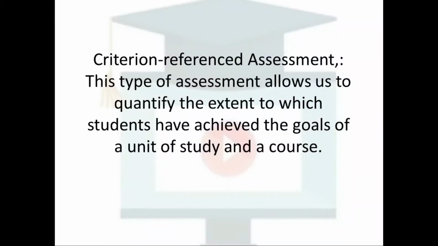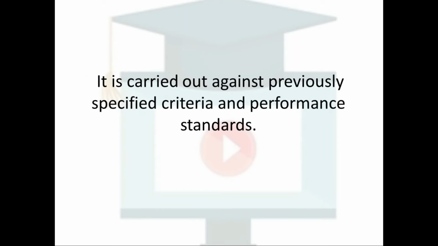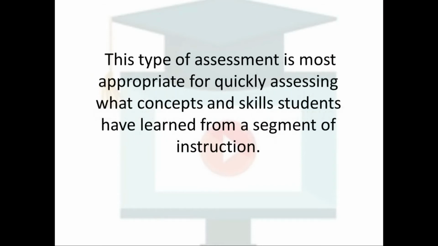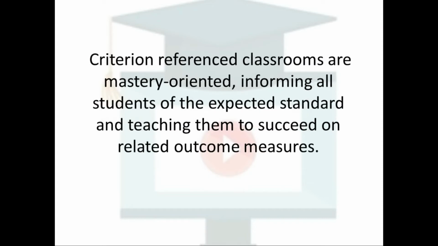Criterion referenced assessment. This type of assessment allows us to quantify the extent to which students have achieved the goals of a unit of study in a course. It is carried out against previously specified criteria and performance standards. Where a grade is assigned, it is assigned on the basis of the standard the student has achieved in each of the criteria. This type of assessment is most appropriate for quickly assessing what concepts and skills students have learned from a segment of instruction.